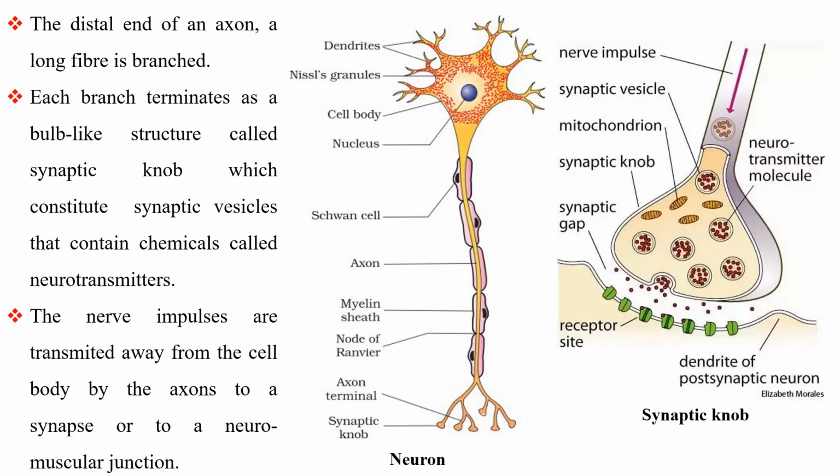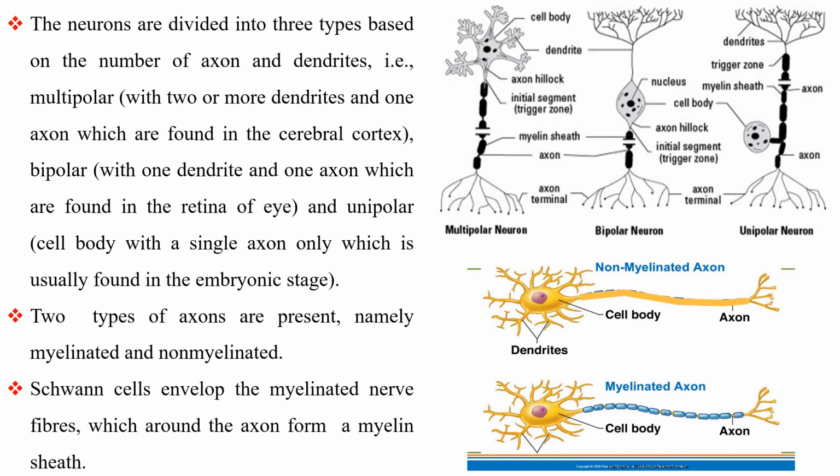The distal end of an axon, a long fiber, is branched. Each branch terminates as a bulb-like structure called synaptic knob, which contains synaptic vesicles that hold chemicals called neurotransmitters. The nerve impulses are transmitted away from the cell body by the axons to a synapse or to a neuromuscular junction. The neurons are divided into three types based on the number of axons and dendrites, that is, multipolar, bipolar, and unipolar. Two types of axons are present, namely myelinated and non-myelinated.